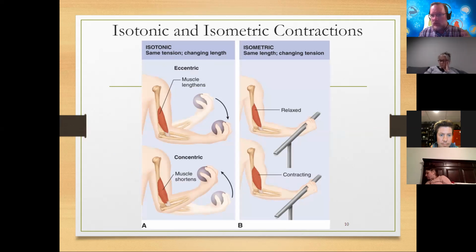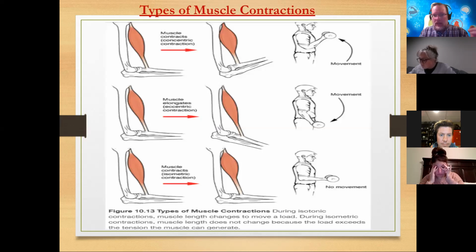The tension doesn't change. In other words, the weight of the ball is 5 pounds out here. The tension it's putting on my muscle is 5 pounds of tension. As I lift and shorten, I'm changing the length. It's still 5 pounds of weight. And that initial action, what we call the primary movement or primary action in an isotonic contraction, is also called a concentric movement. Concentric, so you're going with the center.